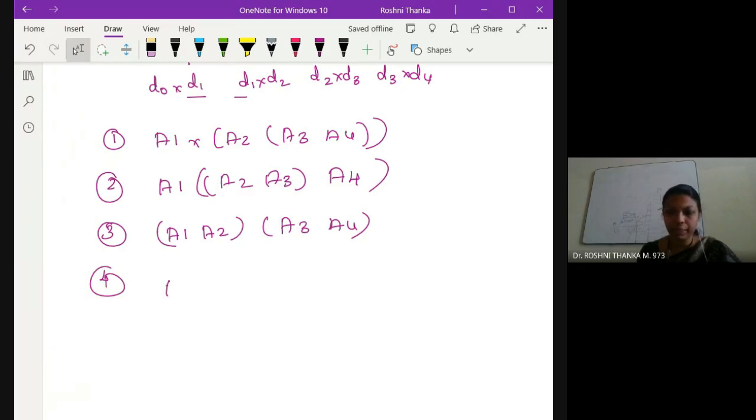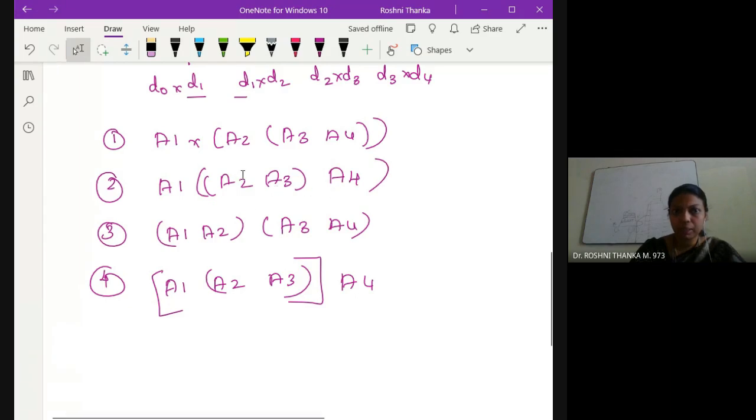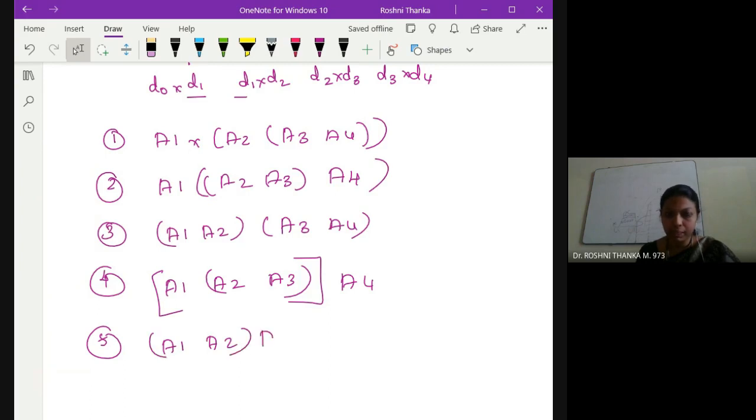What is the first choice? I can do it like this: A1, A2, A3. This one is multiplied, and this you will multiply, and then your result is multiplied. Here, this time, the result is multiplied with A4, then with A1. Here A2, A3 is done, then that is multiplied with A1, and the result is multiplied with A4. And the fifth combination I can have is like this: A1, A2, these two are multiplied, then the result is multiplied with A3, and this result is now multiplied with A4. So these are the five combinations I can have.